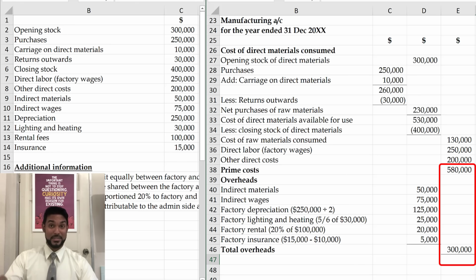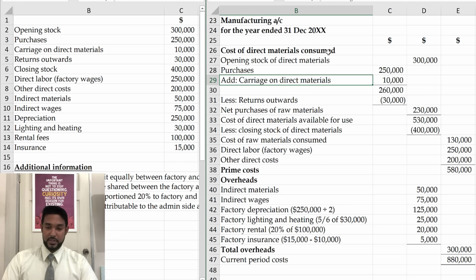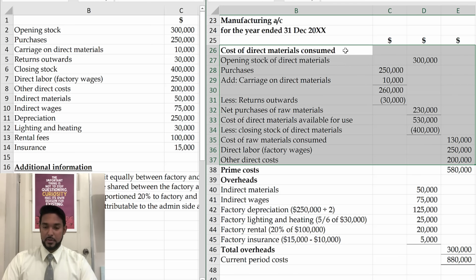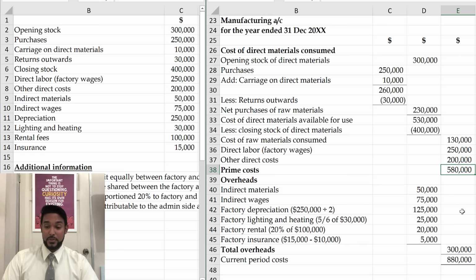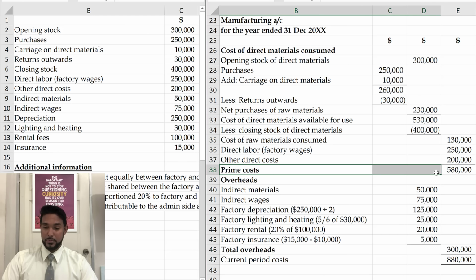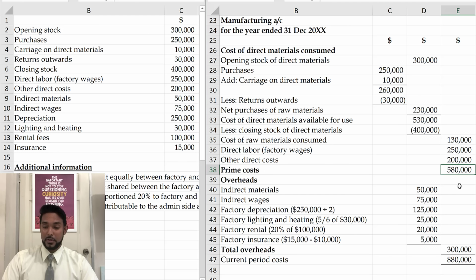Now you're going to add that to your prime costs. All right, current period costs 880,000. As you can see, it actually does resemble an income statement with almost like a trading section on top. You even have almost like a cost of goods sold calculation here. And down here, the overheads resemble the expense section in the income statement. The major difference is, of course, this is not revenue. They are all expenses. So instead of taking prime costs and subtracting overheads, you're not going to do that. All the costs are added together to give the total production costs. Okay, guys. So that's this example.